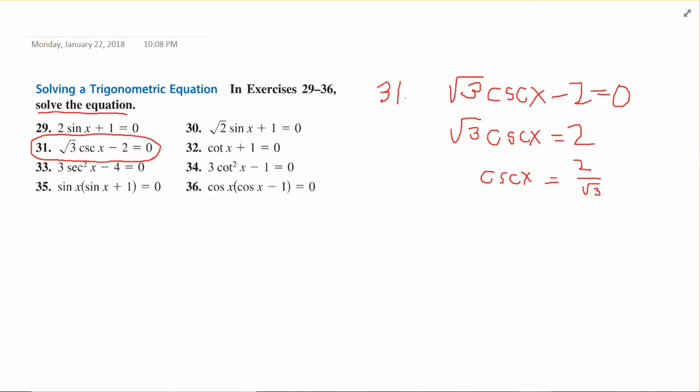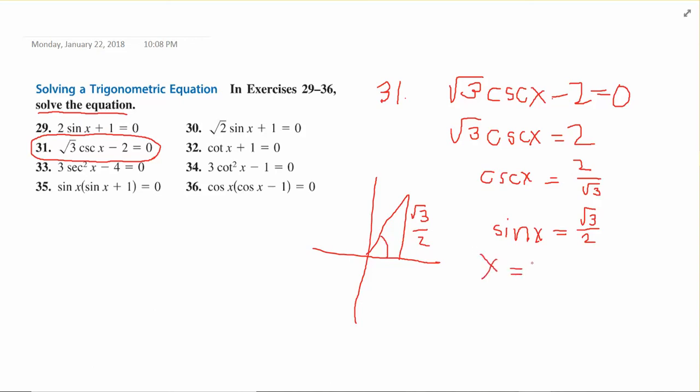Now I don't have the cosecant memorized as well as I do its reciprocal function. Its reciprocal function is the sine. So that means the sine would have to be the reciprocal of this, which is going to give me root 3 over 2, which I instantly recognize as a 60-degree angle. So we get a 60-degree angle going here. And with this being root 3 over 2, this angle right here has to be pi over 3. So x is equal to pi over 3.